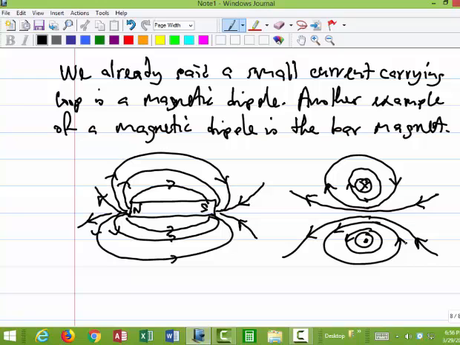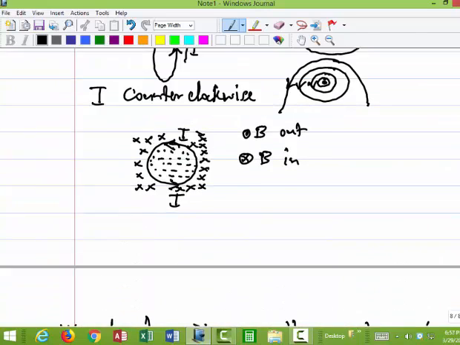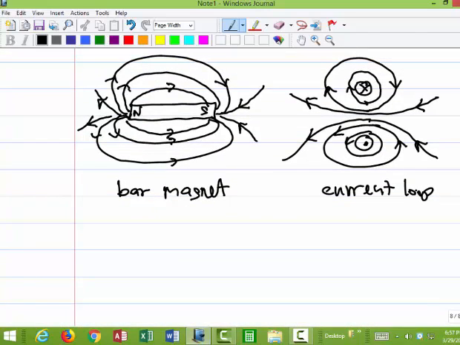If I made a magnet shorter, it will look exactly the same. Yeah, so that's the whole idea. So this is a current loop, and this is a bar magnet. Questions on that? Very good. So now let's look at the formulas associated with that. Let's look at the dipole moment.